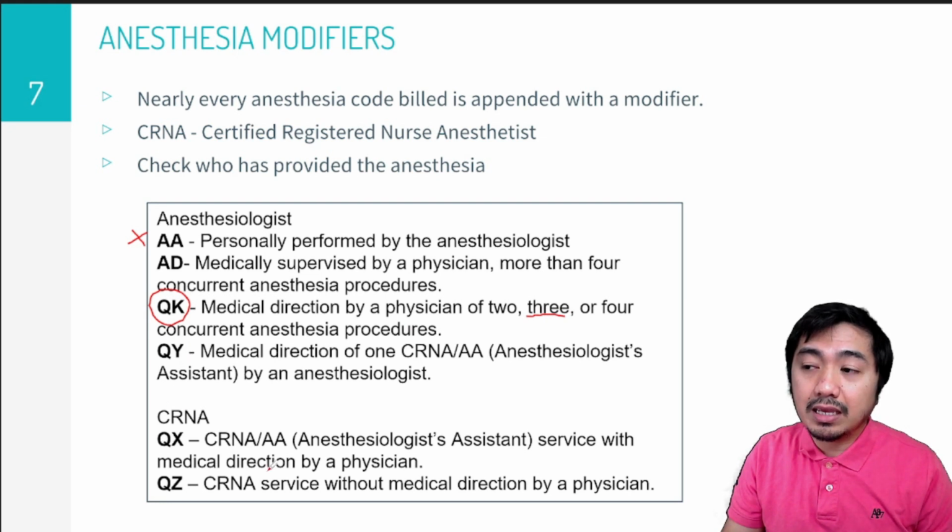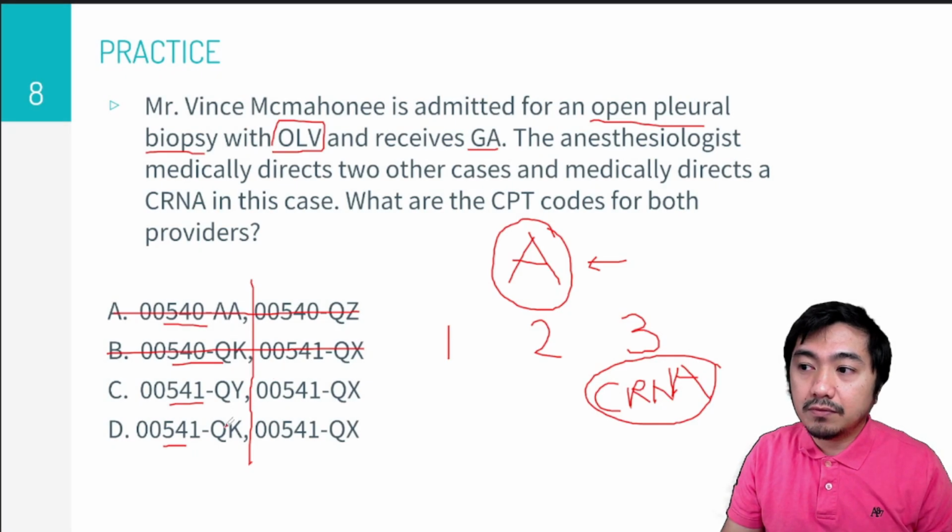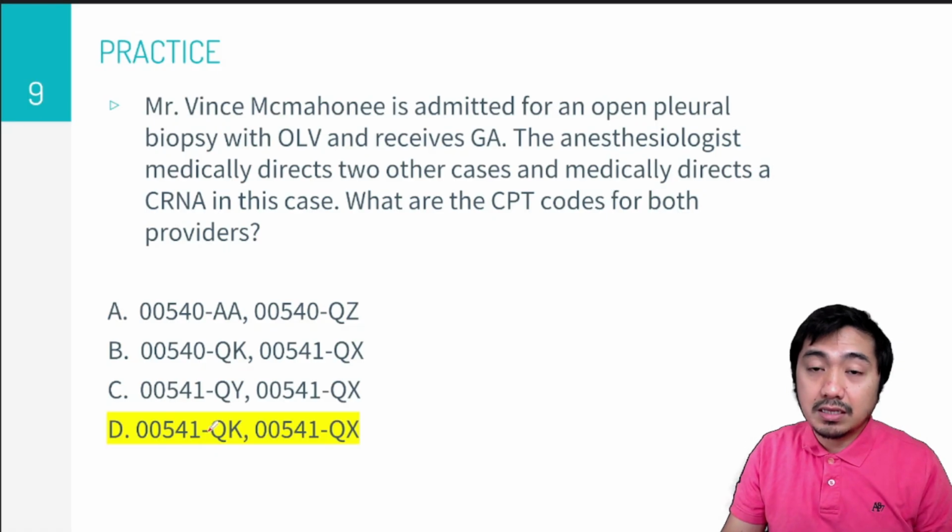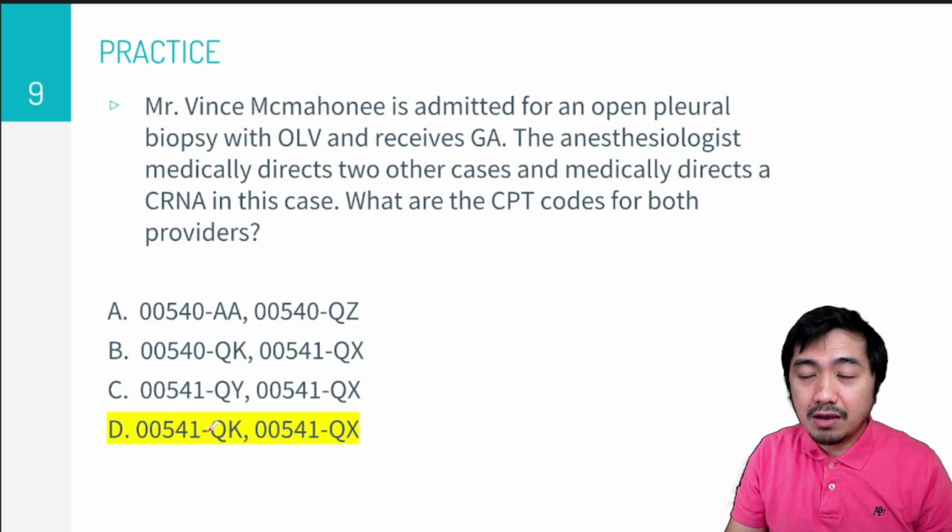And for your CRNA, since the CRNA is being directed by the anesthesiologist, you will append the QX modifier for him. So let's check QK and QX respectively. You have your QK here, and QX for the CRNA. So we will choose letter D for this scenario. See how easy it is to code for your anesthesia code sets. So please get a perfect score for this topic.